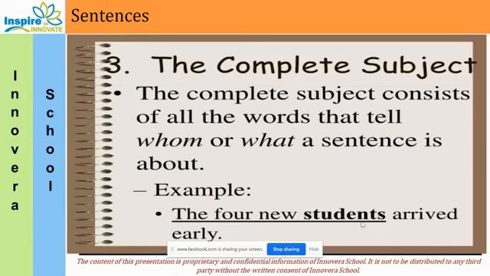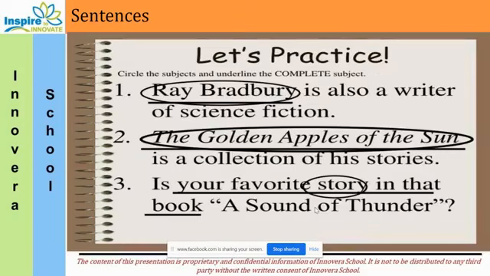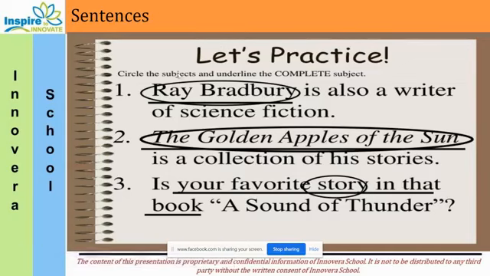But when we are talking about complete subject, it means when you are getting more information about the main word or main subject. So here you can see there, as I told you, the example is given over here. So the 4 new student is a complete subject. Out of this, student is a main subject. Understood? Now here you can see I have given you some practice, just to revise or recapitulate what we studied in previous slide.